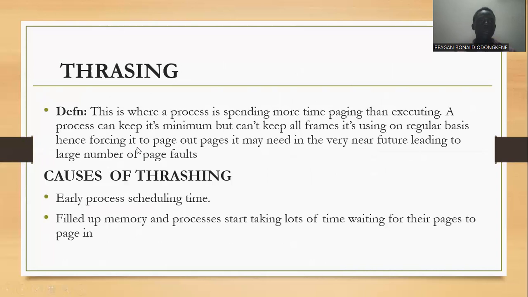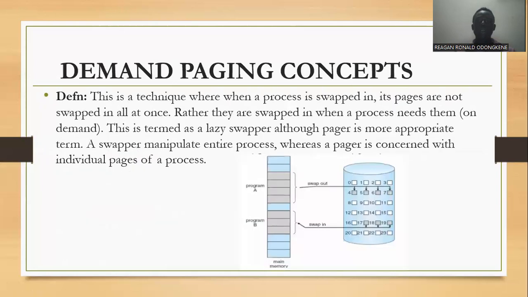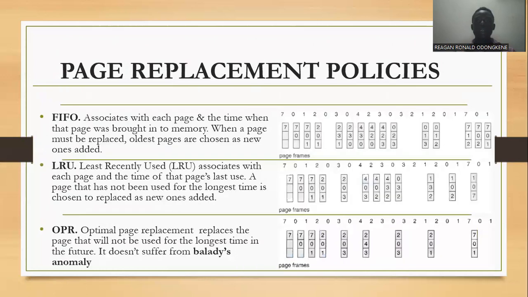Yes. So thrashing, I think this one we can read. Demand paging, this one we can read. They are easy. And then page replacement policies, we are only going to learn about three: FIFO, LRU, and Optimal. So FIFO associates with each page the time when that page was brought into memory, and then LRU, least recently used, associates with each page the time of its last use.